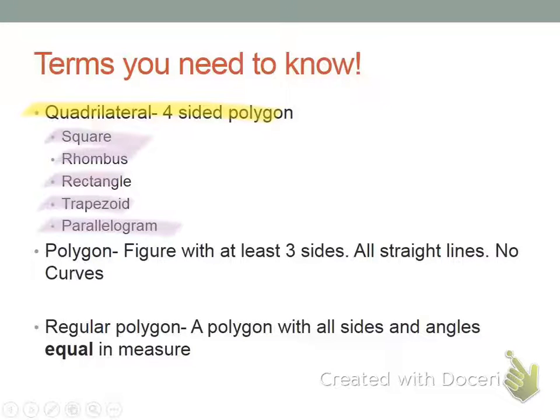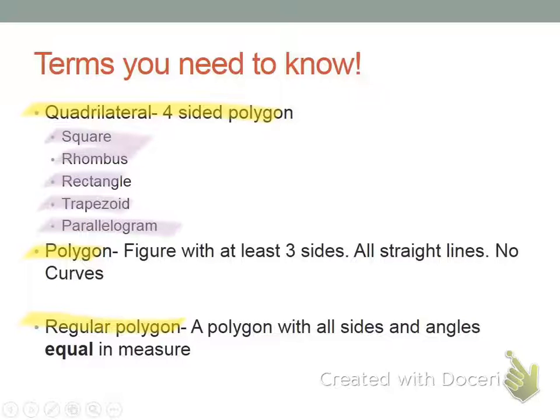Another term you need to know is actually, what is a polygon? Well, it has to be a closed figure. It can't have two sides because that would just be an angle. So a polygon is a closed figure with at least three sides, all straight lines, no curves.